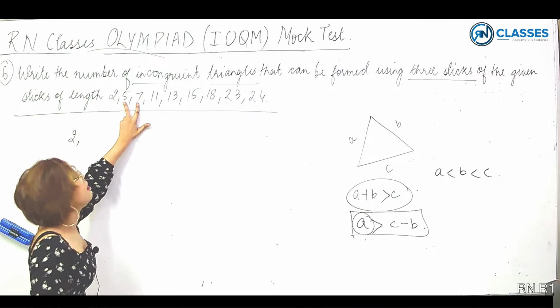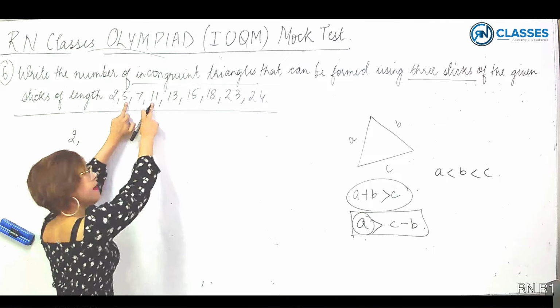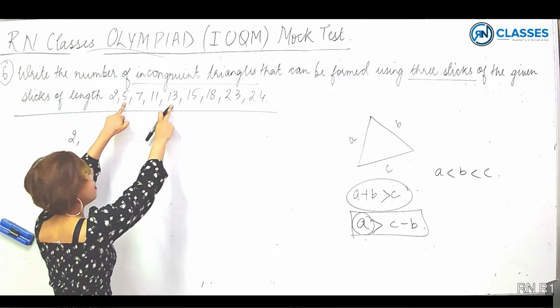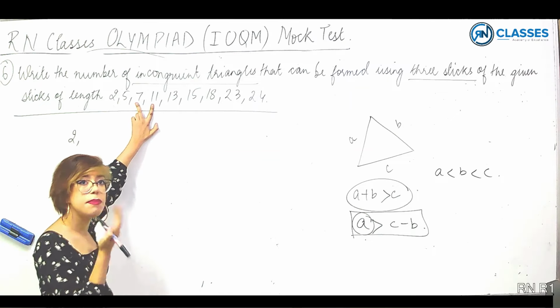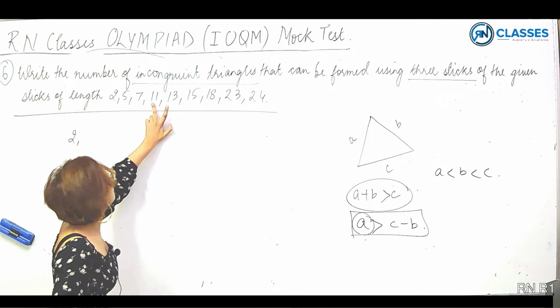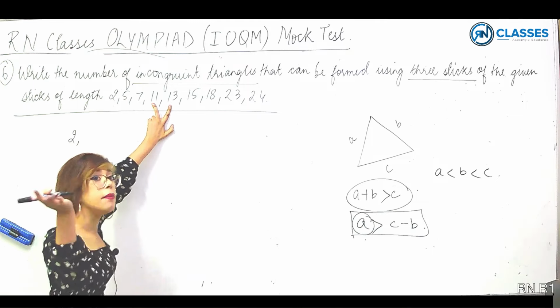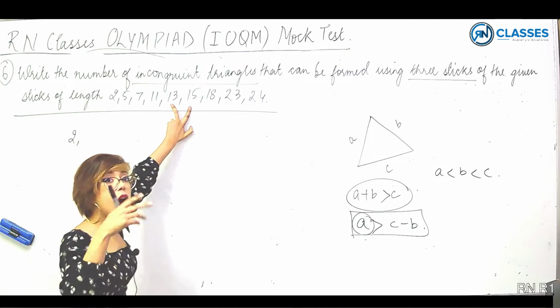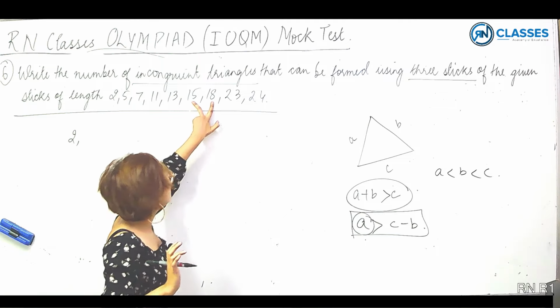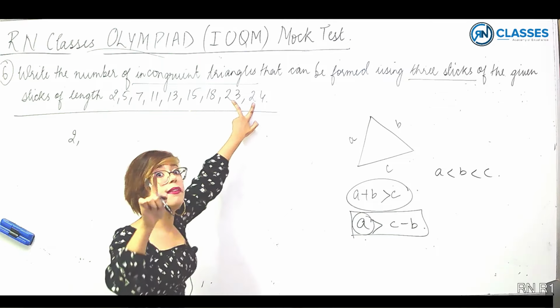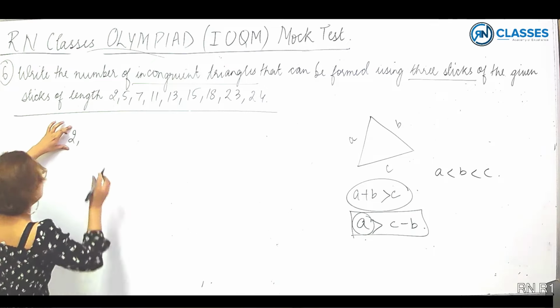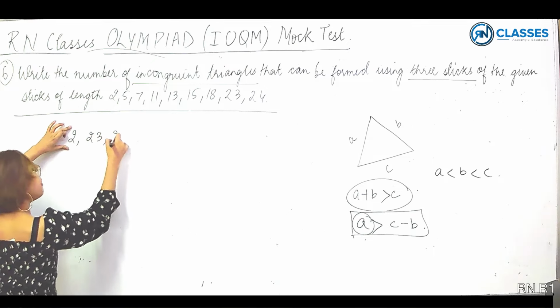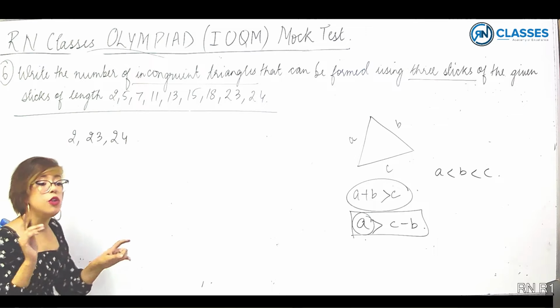Now difference is not 1. 5 and 11, if I take 5 and 13, difference is not 1. In fact difference बढ़ रहा है. So 5 के साथ और कुछ नहीं आ रहा. 7 11 difference पहले ही 4 है और आगे increase होगा. Then 11 13 difference is 2, आगे बढ़ेगा. 13 15 difference is 2, आगे बढ़ेगा. मुझे कम चाहिए. 15 18 no. 18 23 no. 23 24 difference is 1. So that means if I take 2, then I take 23 and 24, I will be able to form a triangle.